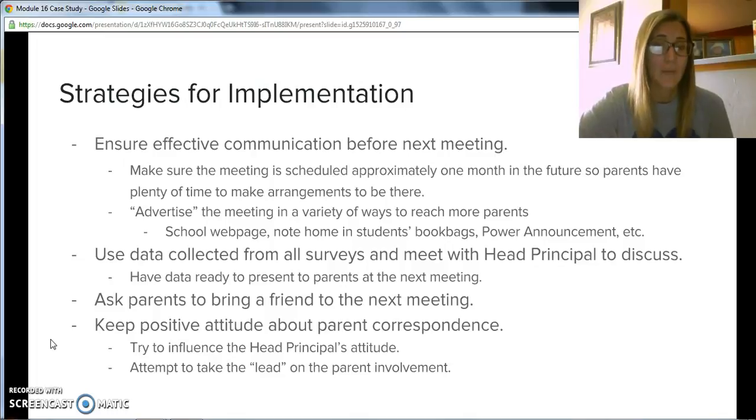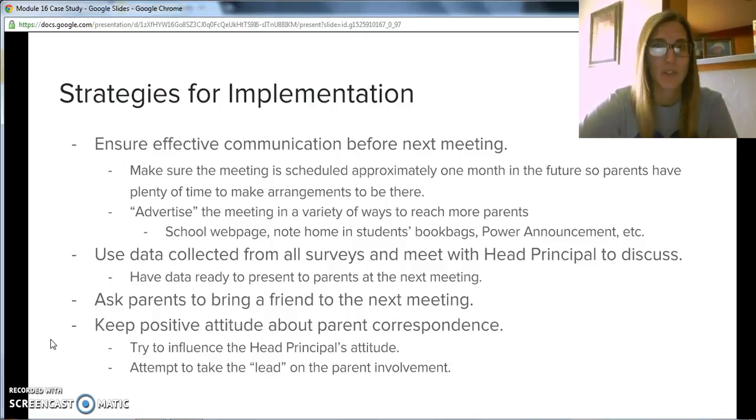I would then make sure through all of my reminders that we ask parents to bring a friend, so bring another parent that is on your kid's softball team, or somebody that goes to your church, invite them to come to the meeting. So just another way of spreading the word about the upcoming meeting, and try to keep a positive attitude about parent correspondence.